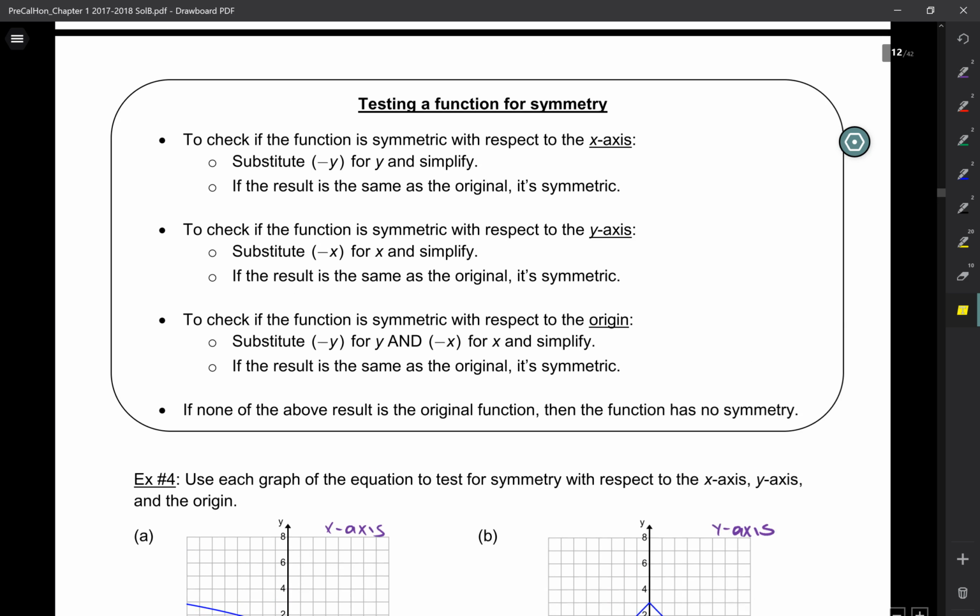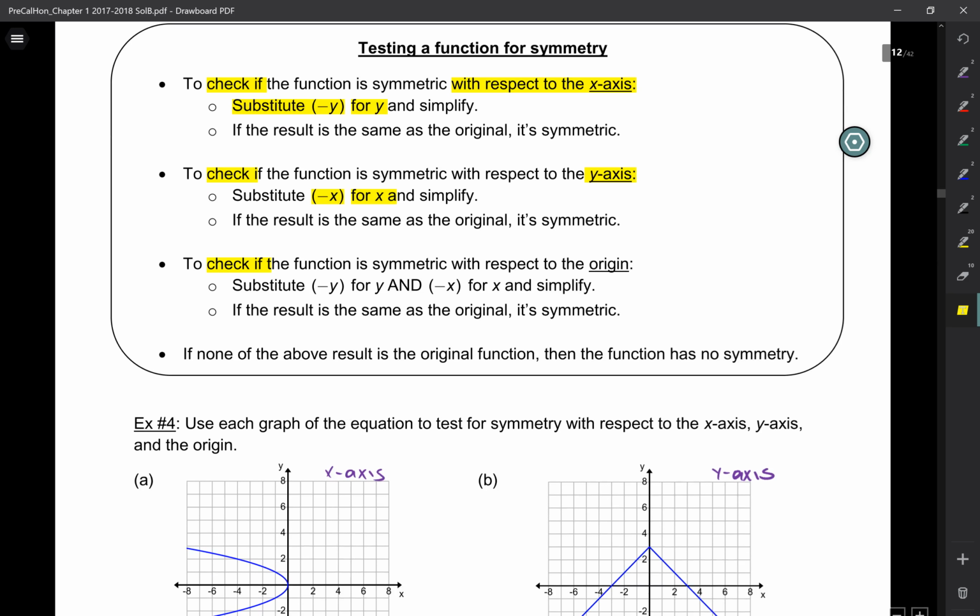algebraically? All right, to check with respect to the x-axis, you substitute negative y for y, and you simplify. Once you simplified and solved for y, if you get the original function back, then it's symmetric. To check if it's symmetric to the y-axis, substitute negative x for x and simplify.